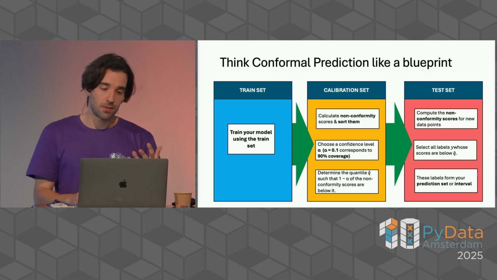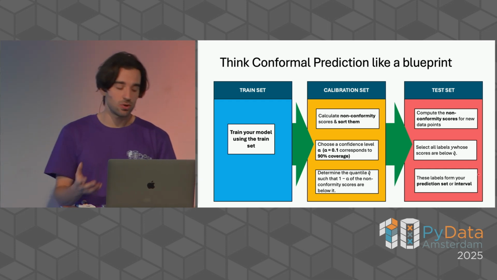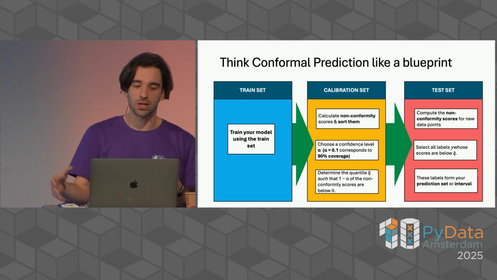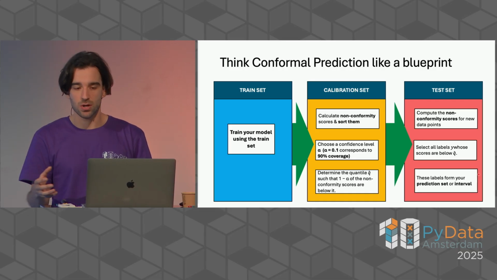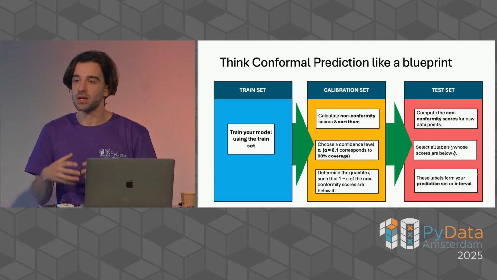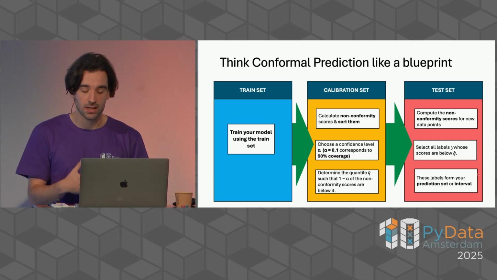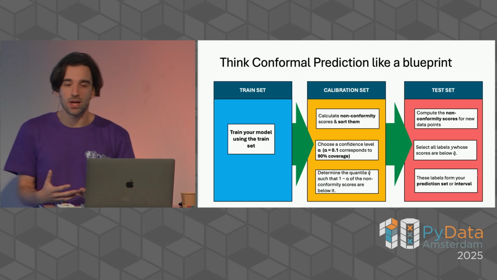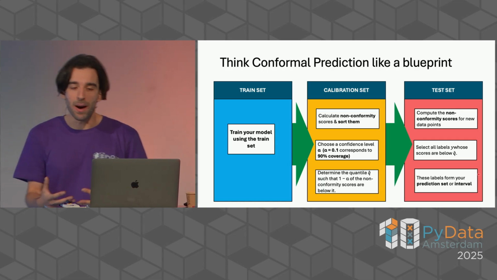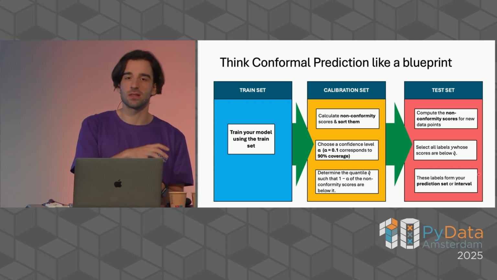What's new and different in conformal prediction is the calibration set, and this is where the magic happens. You train your model on your train set, and then you use that to calculate the non-conformity scores. For every example in the calibration set, we ask the model to predict the true label. And the non-conformity score is just a way to answer a question like: how surprised was the model by the correct answer? So how non-conforming is the new point that I see, based on the training set?